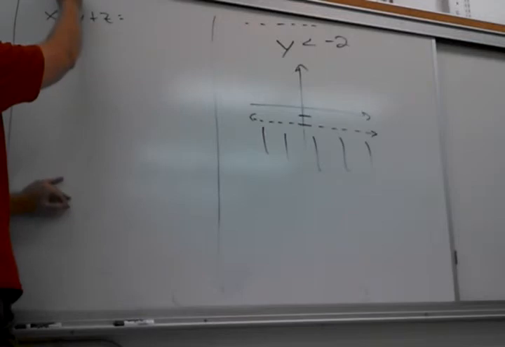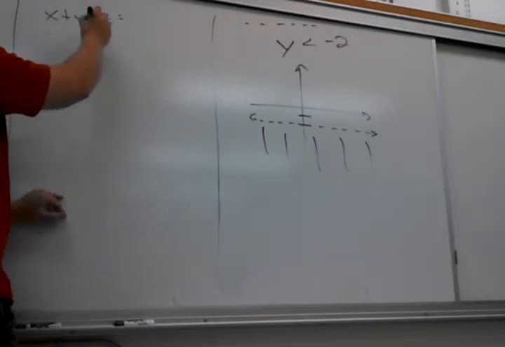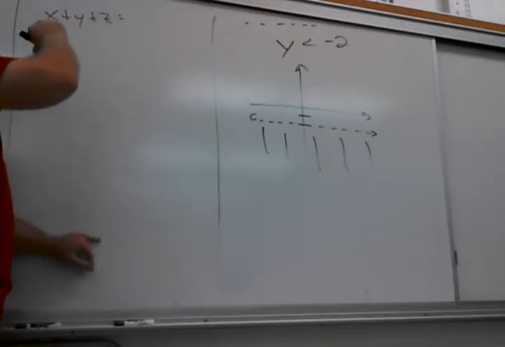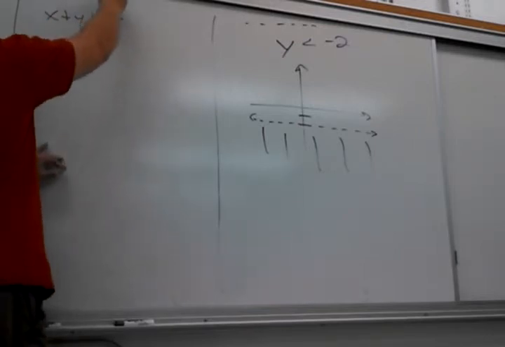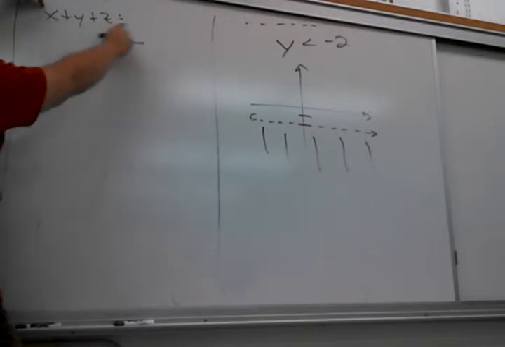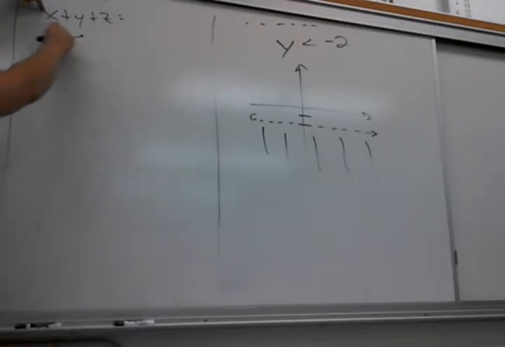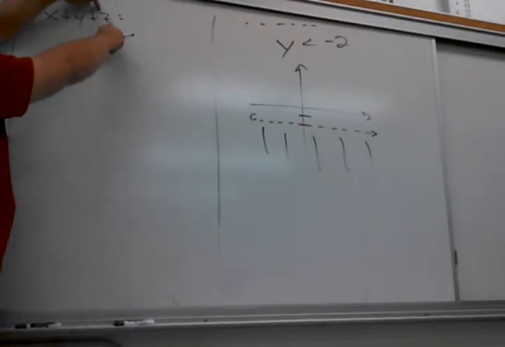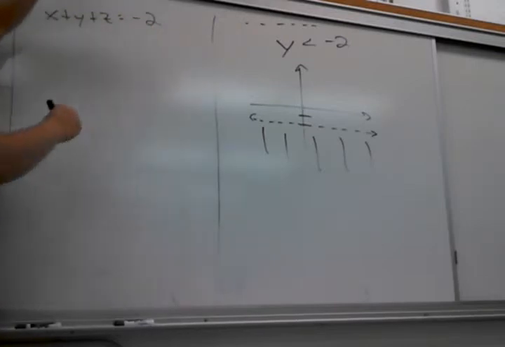Somebody give me a number for x. I'll go with 1. Now give me a negative number. Negative 7. Look at that. So what's got to be here? 1 plus 4 is 5. Minus 7 is negative 2.